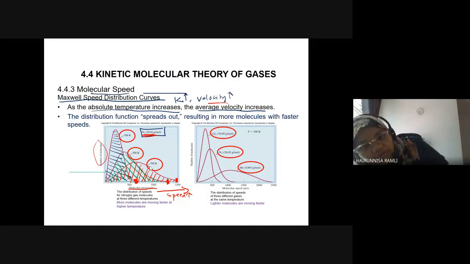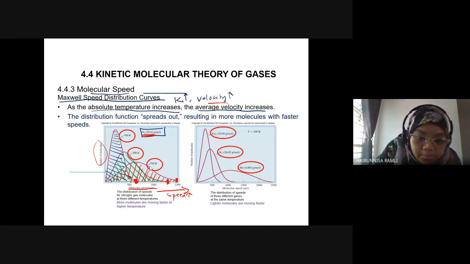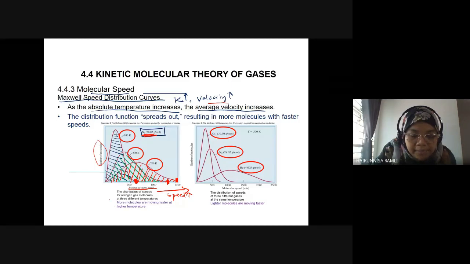And then how to draw. Sebab pernah ada soalan suruh you draw lah. Okay, so here you can explain from this curve, more molecules are moving faster at higher temperature. As you look at this lah, lebih banyak. Area yang lebih ke arah kanan tu kan lagi banyak. Okay.